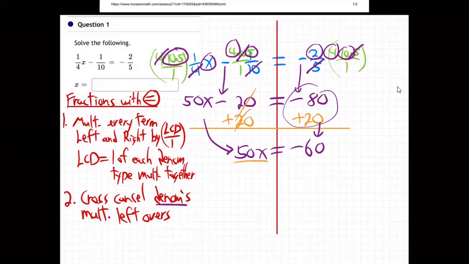Last step is divide. Remember, the last step is always to divide by whatever's next to x. You know that. X is alone. How do you reduce this? Divide by 10, top and bottom, right? You just reduce that fraction. Minus 6/5. Done. There we go.